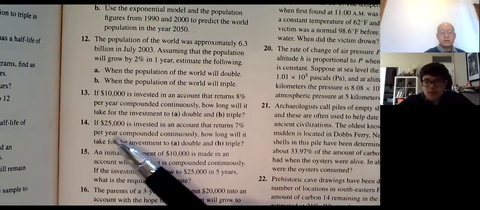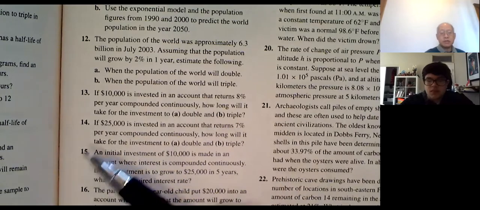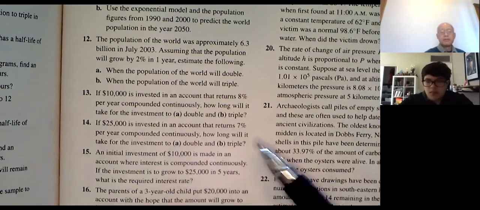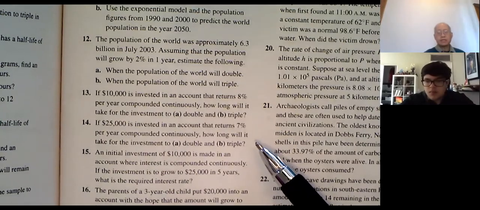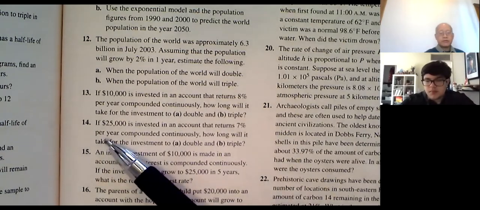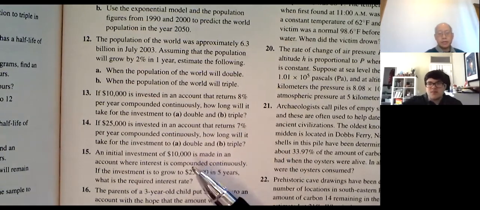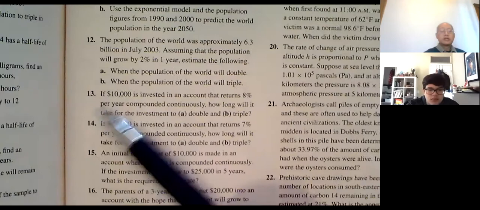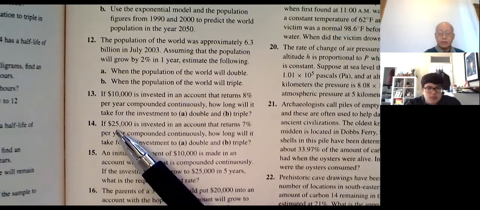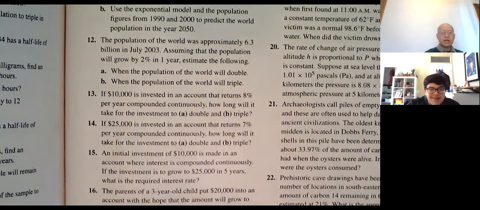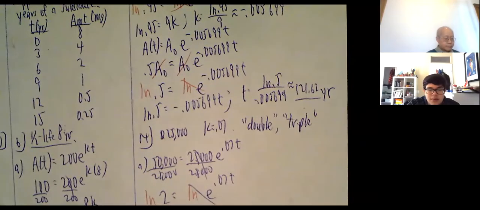Okay, so 25,000 is invested in an account that returns 7% per year, compounded continuously. How long will it take for the investment to double and to triple? So that's often asked for. So you have $25,000, 7% is the interest rate, compounded continuously, double and triple. It turns out you don't even need the 25,000. You can just leave it as A0, but since they gave it to us, let's do it.